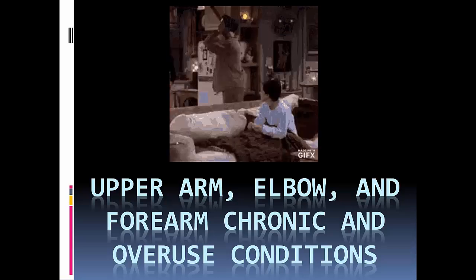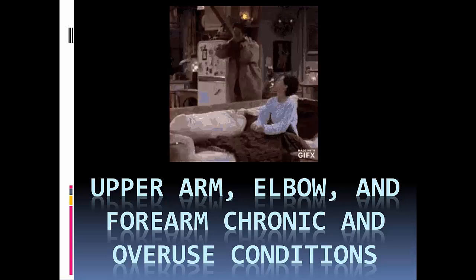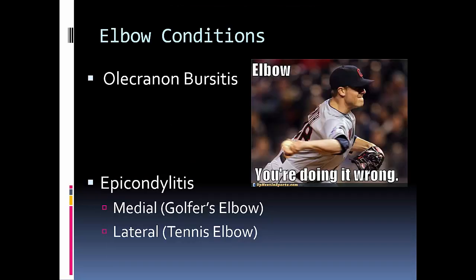Upper arm, elbow, and forearm chronic and overuse conditions. Overuse conditions include olecranon bursitis and epicondylitis, including medial epicondylitis, usually termed golfer's elbow, and lateral epicondylitis, more commonly termed tennis elbow.